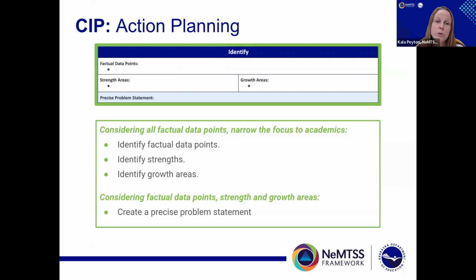After reviewing multiple sources of data, school teams can start to identify factual data points. In this stage, it's important to avoid making inferences about the data and to focus on listing facts, areas of strength and areas of growth observed within the data. When a team has compiled adequate data points, strengths and growth areas, and a gap area or issue emerges, the next step is to create a precise problem statement.